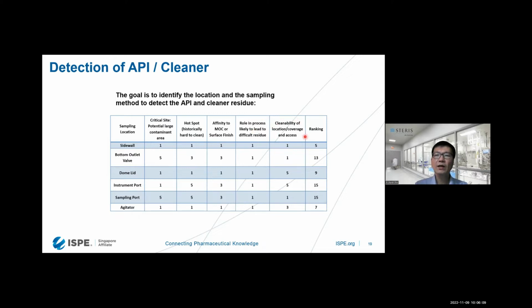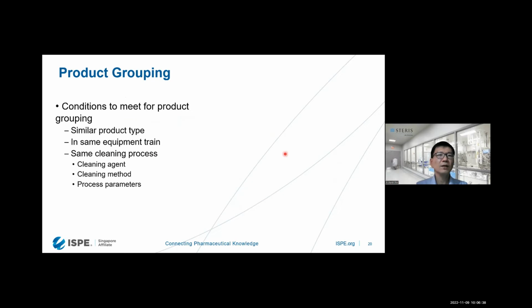Of course, you need to look at the cleanability of the location as well, the coverage and the accessibility. So for example, the sampling port and the instrument port will sometimes have coverage issues or are not easy to clean. So just do a ranking, and of course the highest ranking will need to be included in the swab locations. So these are just examples of the things that you can do to determine the swab locations.